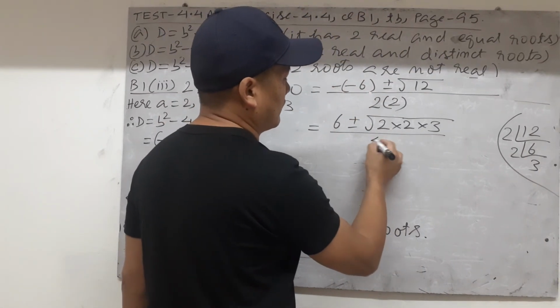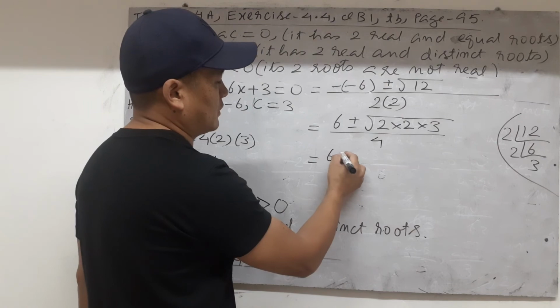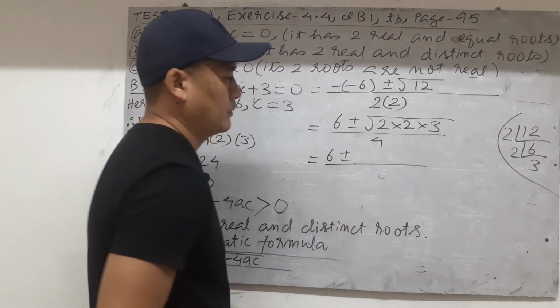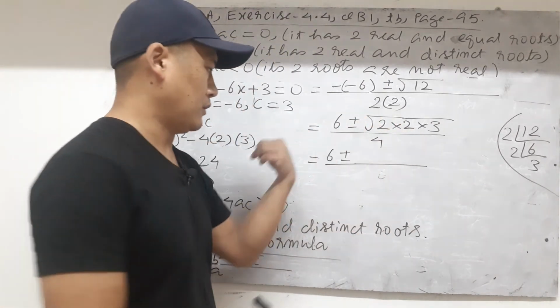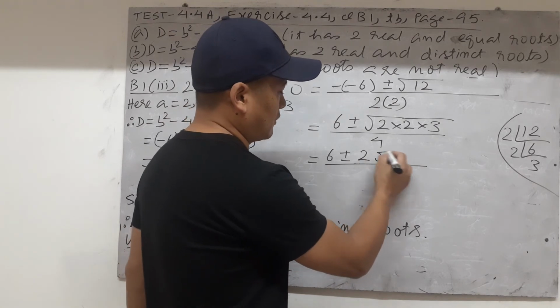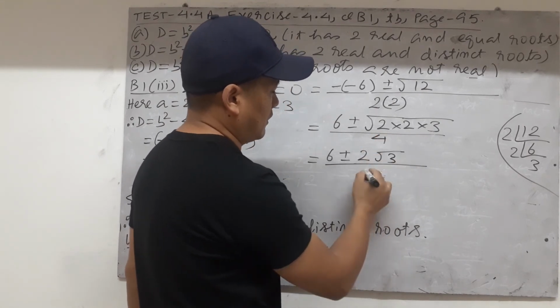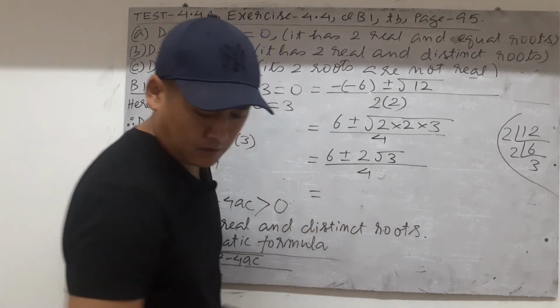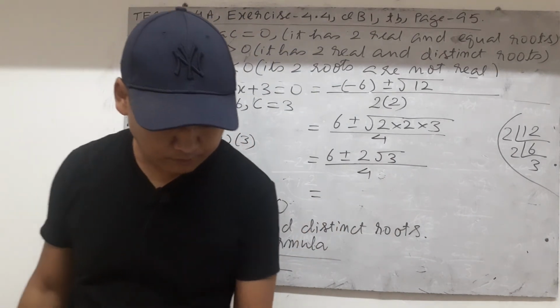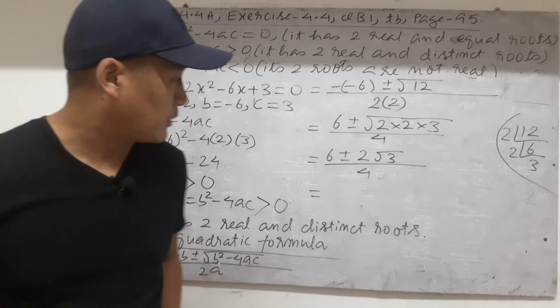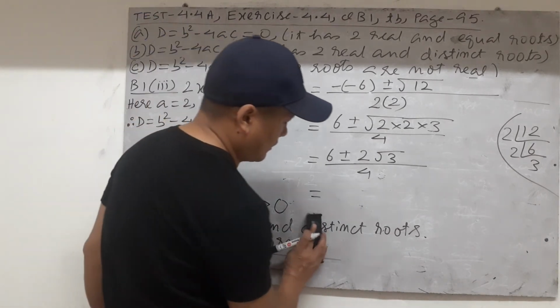Use prime numbers to factorize it. Divided by 2 2s are 4. So we get here 6 plus minus. Then double 2 will come out of the root. That's why we're doing this. Remove, and 3 has no pair, so it will remain inside. Divided by 4. Okay, so here the book answer is 3 plus root 3. So we can do that.